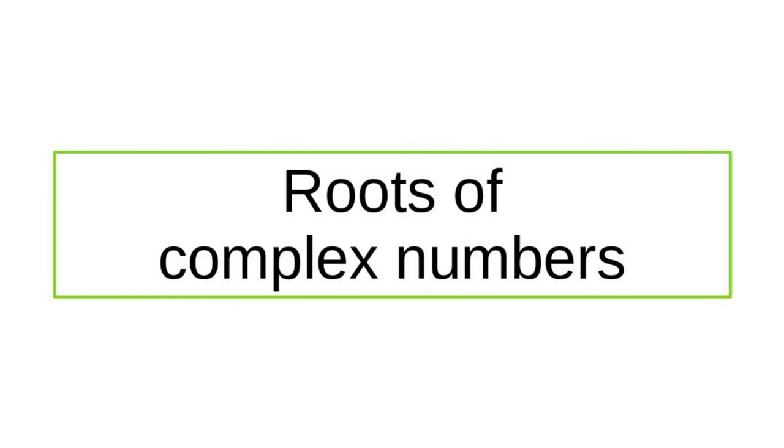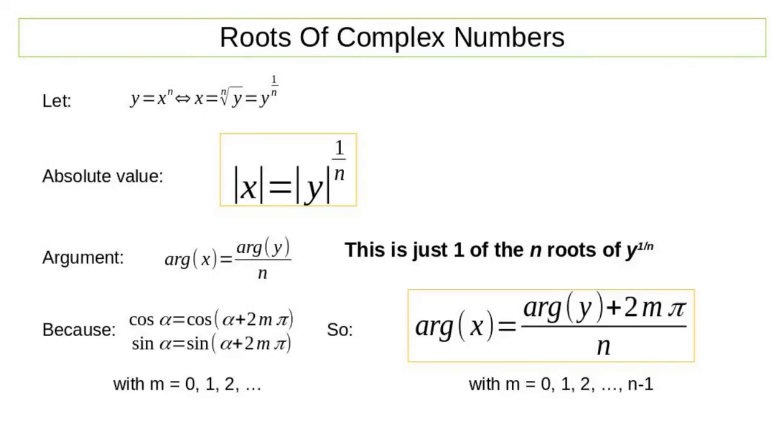In this section we will see how to calculate the roots of complex numbers. Let's consider a number y, which is equal to a number x raised to the power n. Then, x is equal to the nth root of y, or to y raised to the power 1 over n. So, the absolute value of x is the absolute value of y raised to the power 1 over n. You may also think that the argument of x is equal to the argument of y divided by n.